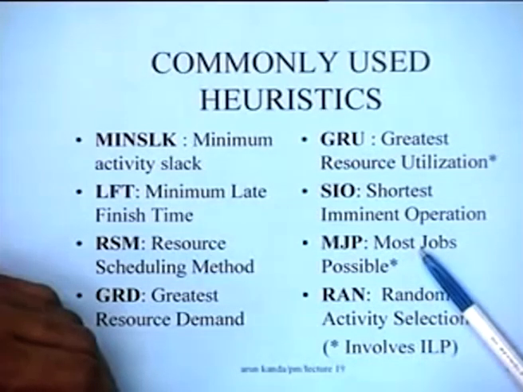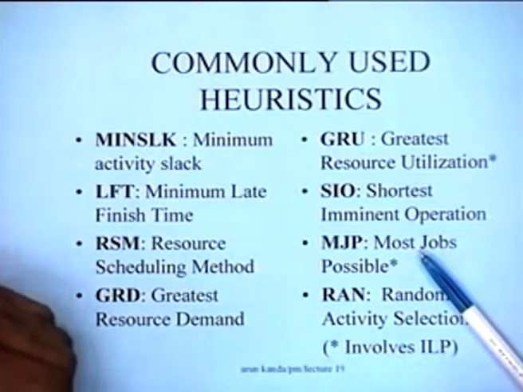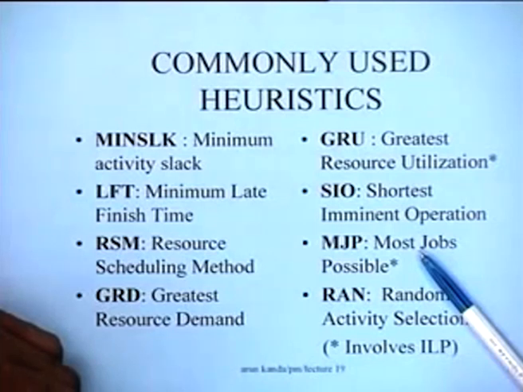But as we will see, this does not perform so well in project scheduling. Another heuristic which is quite often used in scheduling of projects is most jobs possible. Most jobs possible means that if there is a list of, let's say, 5 jobs and all 5 cannot be scheduled because of resource availabilities, you try to pick up a schedule in which the maximum number of jobs is scheduled. So maybe 3 or 4 if they can be picked up, that can be done.